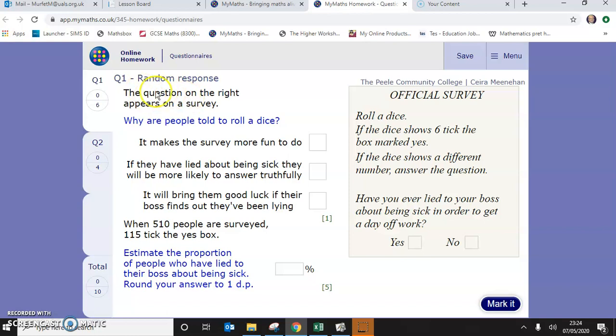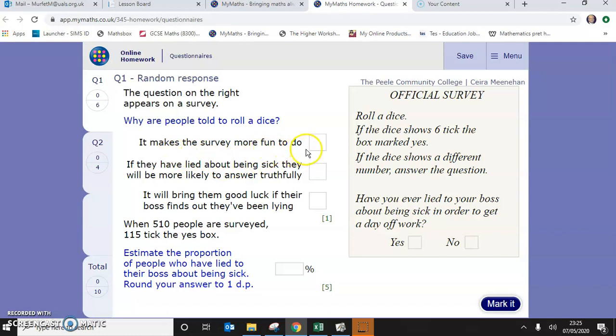So, random response. The question on the right appears on the survey. Why are people told to roll a dice? Okay, let's look at the survey. Roll a dice. If the dice shows 6, tick the box marked yes. If the dice shows a different number, answer the question. Have you ever lied to your boss about being sick in order to get a day off work? Yes or no? Okay, now let's look at the answers.